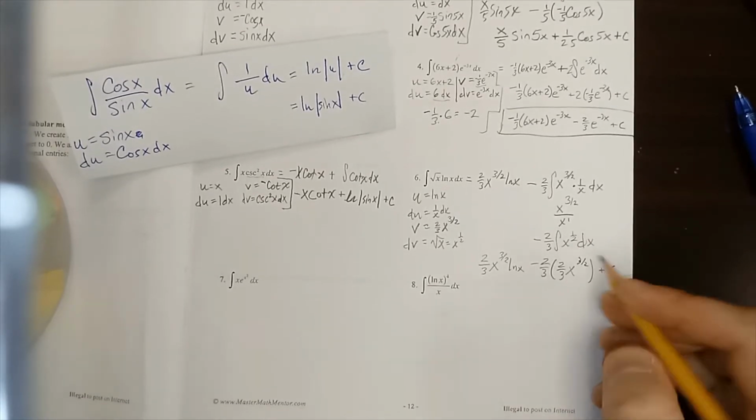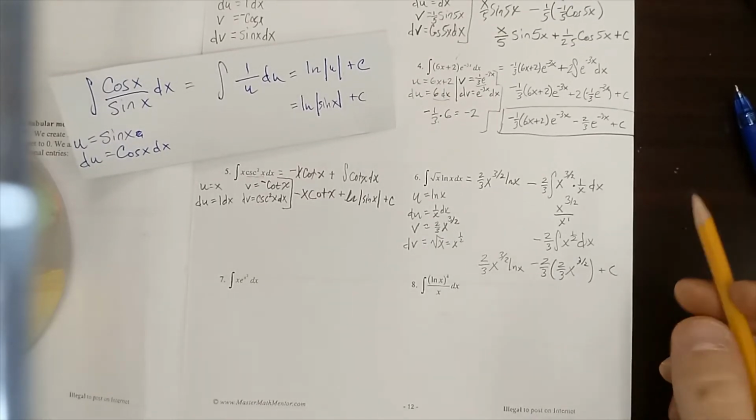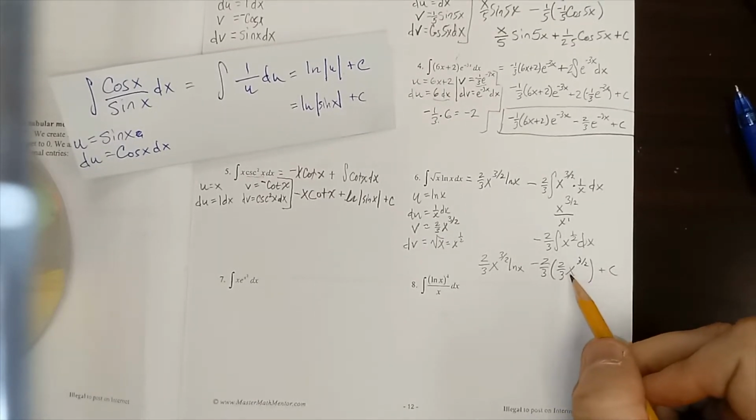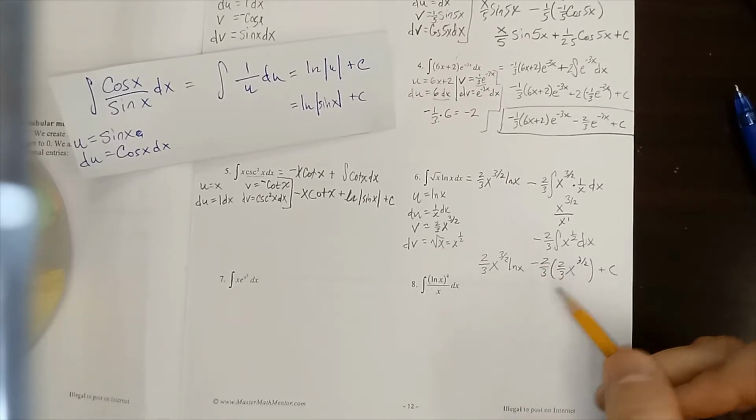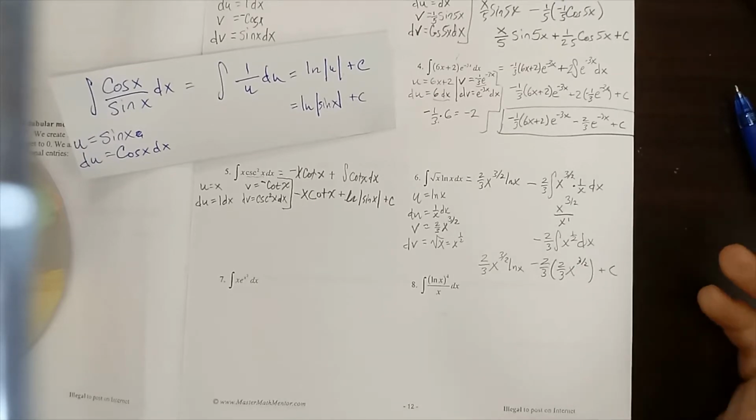Plus c. So that's 4/9 right here. That's the only simplification that you could do. You could factor a 2/3 x to the 3/2 out of both of these if you want. That's fine too. I'm not going to do any of that, but you can.